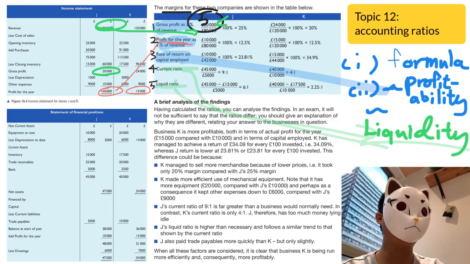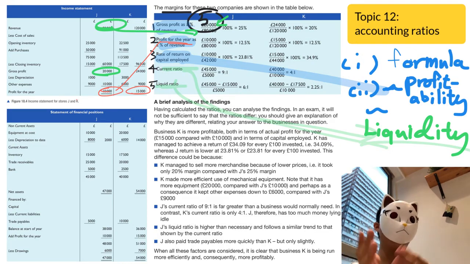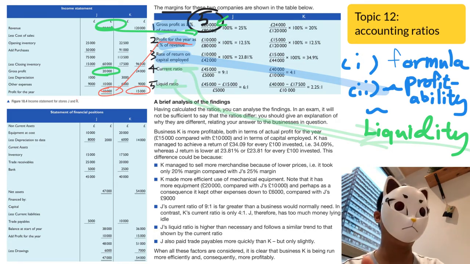10,000 in the top, and at the same time, this time also we put the sales in the denominator. The same situation goes to K: 15,000 goes to the top, and 1,200,000 goes to the bottom. So the first two ratios to assess the profitability are the gross profit as a percentage and the net profit as a percentage.